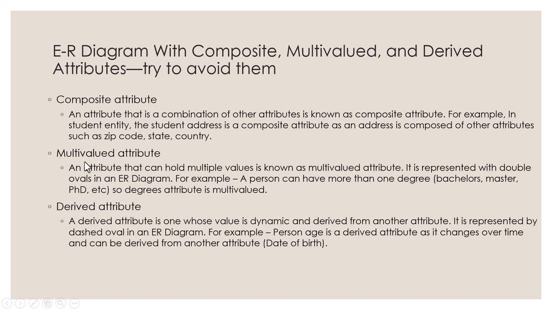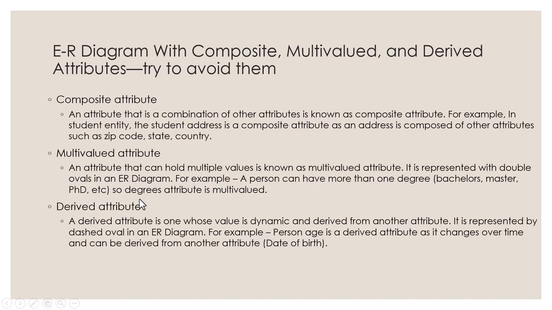The next one is called multi-value attributes. This means that it can hold not just a single value, but multiple values. For example, let's say there's an attribute called degree. A lot of people have a bachelor's degree. Some people have a master's as well. Some people have all three, PhD, master's, and bachelor's, right? So this degree attribute could hold multiple values, and that's why it's called a multi-value attribute.